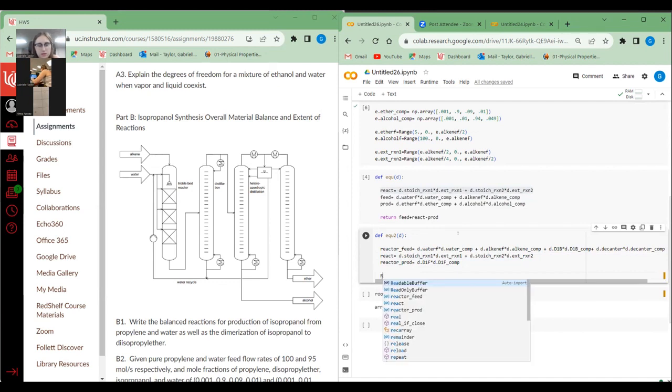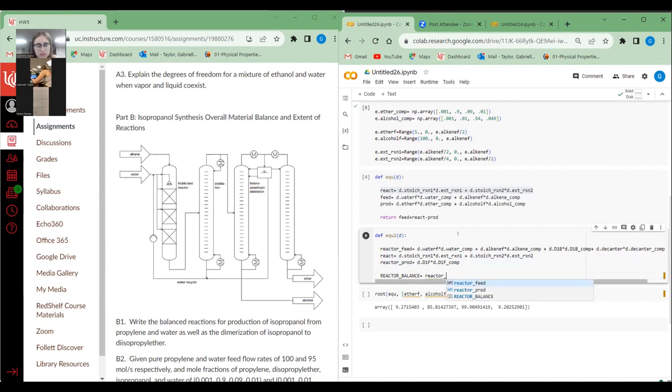And this reactor balance is going to be pretty much the same as our first equation, where we're going to have our feed plus our reaction minus our product. So let's do our reactor feed minus our reactor, plus our reaction, and then minus our reaction product, right? Because our product is leaving the system, so we have to subtract that. Okay, so this is the end for the reactor balance.